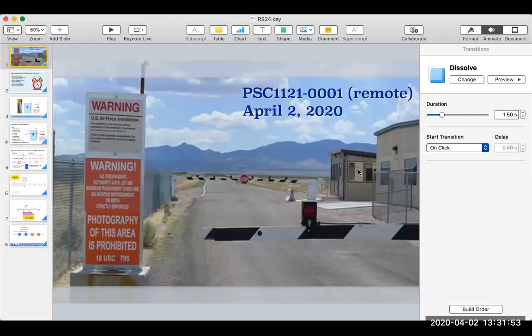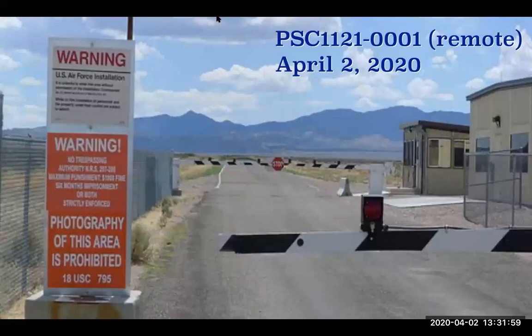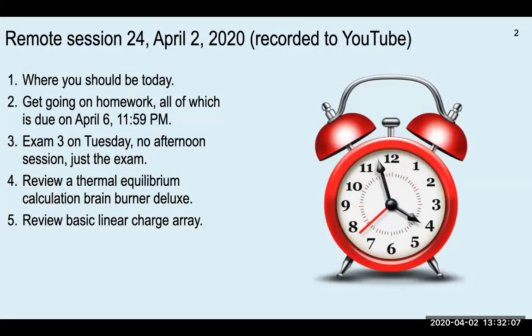Let's get going. We have a fairly simple presentation to go through today. It's going to be in Keynote, so let's get to it. What we're going to do is mainly work on a thermal equilibrium calculation. And we'll discuss where you should be today. You should be at the end of the YouTube emergency diversion page, up to the end of, up until exam 3, the yellow bar across the top.